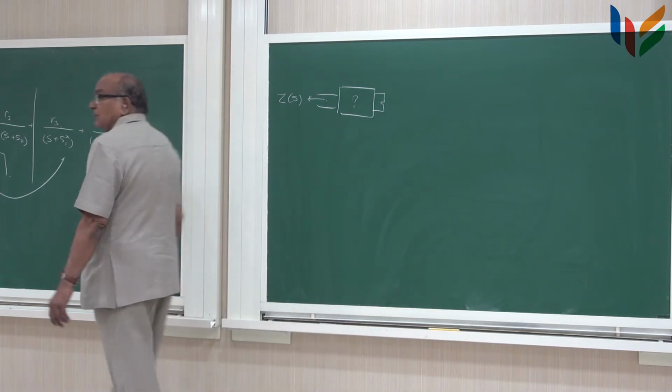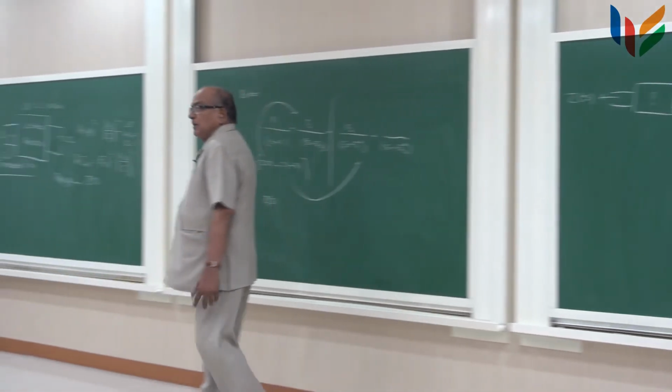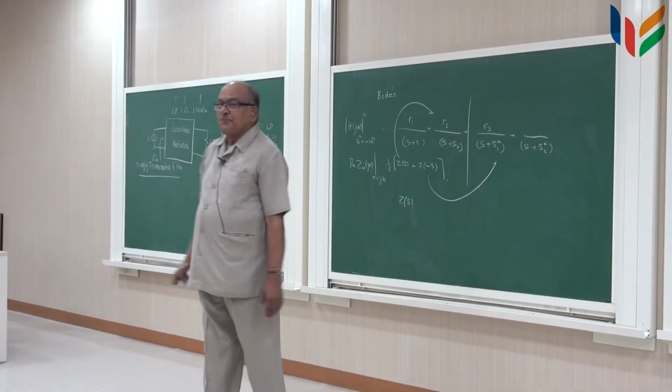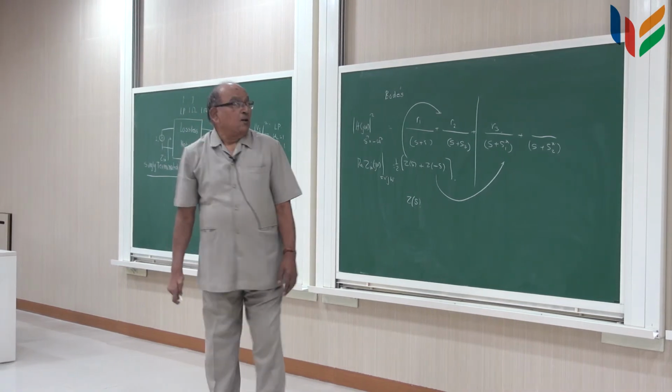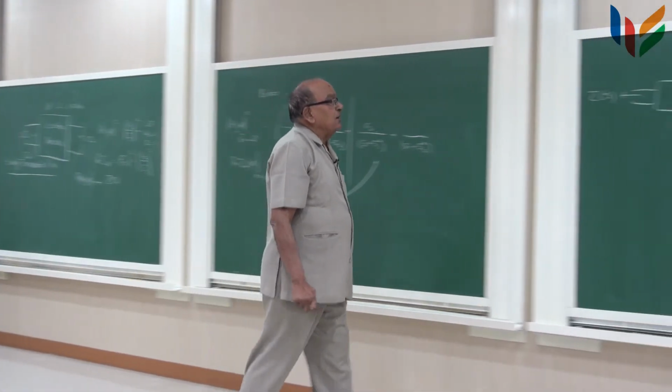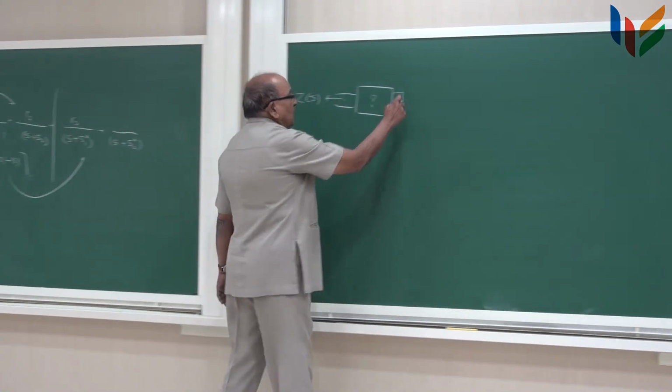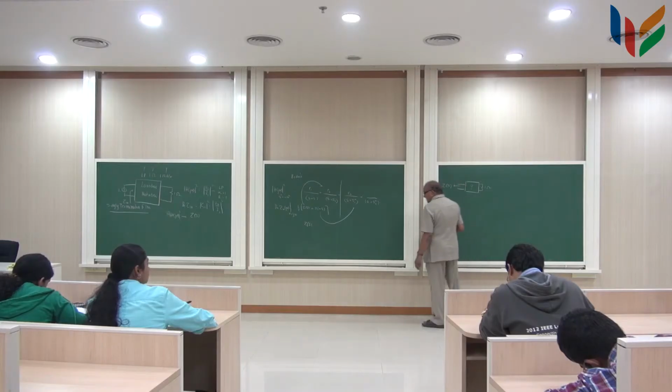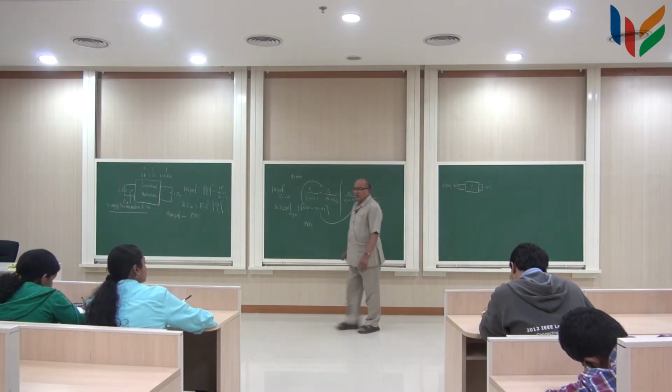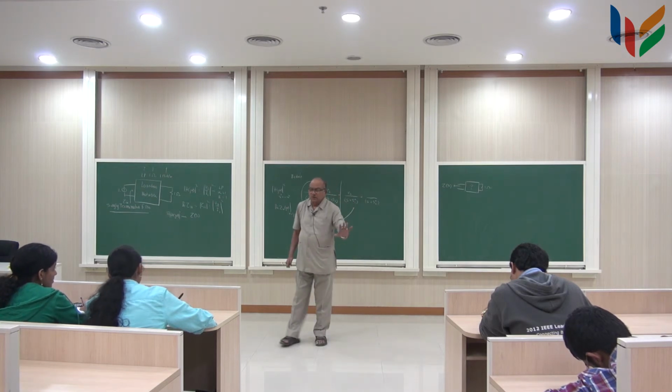Which will have this Z(s). Right? This is the synthesis problem. The first attempt in this direction, credit goes to Brune. We won't go into that Brune synthesis and all that.